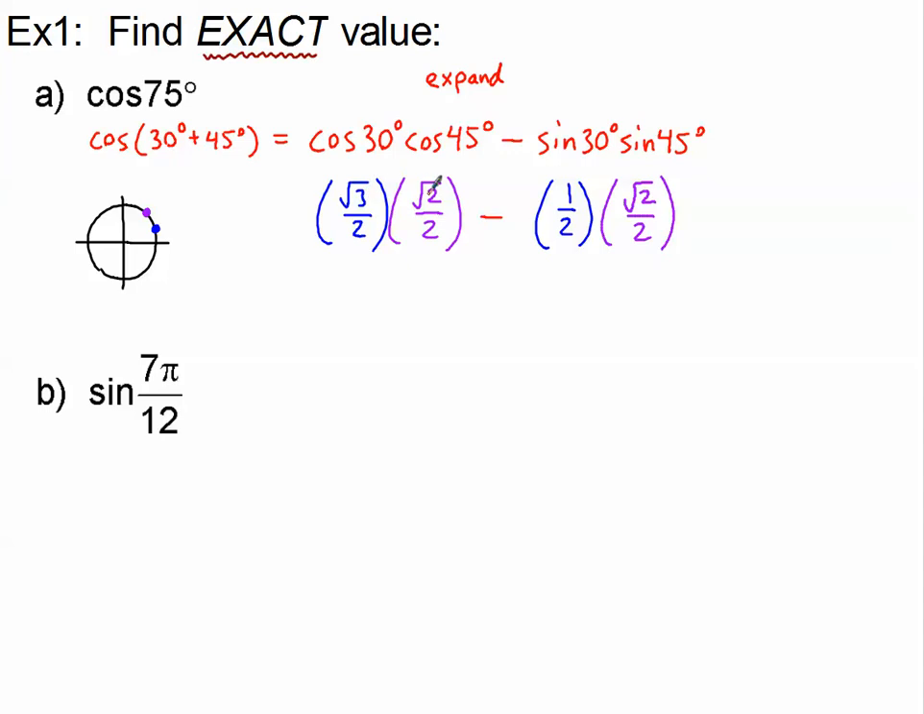Square root of 3 times square root of 2 is square root of 6. 2 times 2 is 4. 1 times square root of 2 is square root of 2. 2 times 2 is 4.